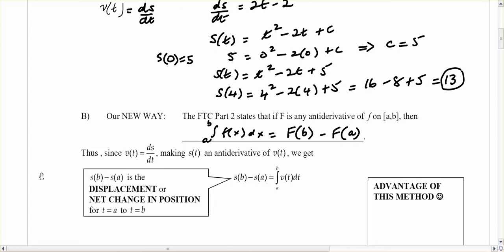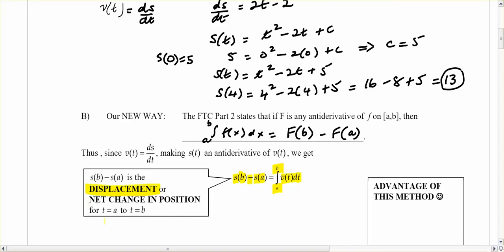Therefore, we can say that if I have the definite integral of v of t dt from a to b, it's going to be antiderivative of v is position, so it's going to be position evaluated at the upper limit minus position at the lower limit. And remember that when we have the change in position, which is what we have here, the mathematical word for that is displacement or net change in position.